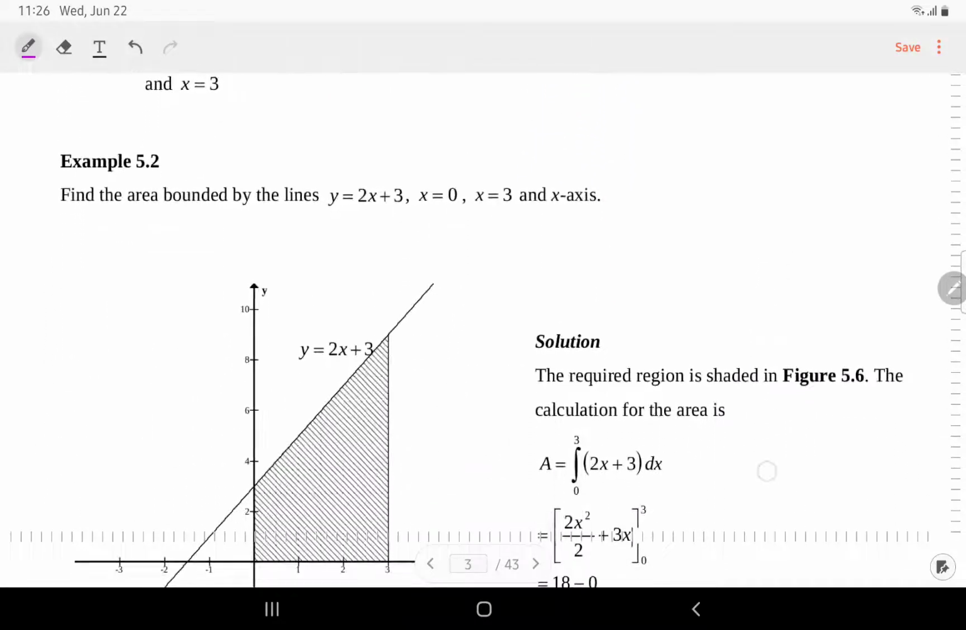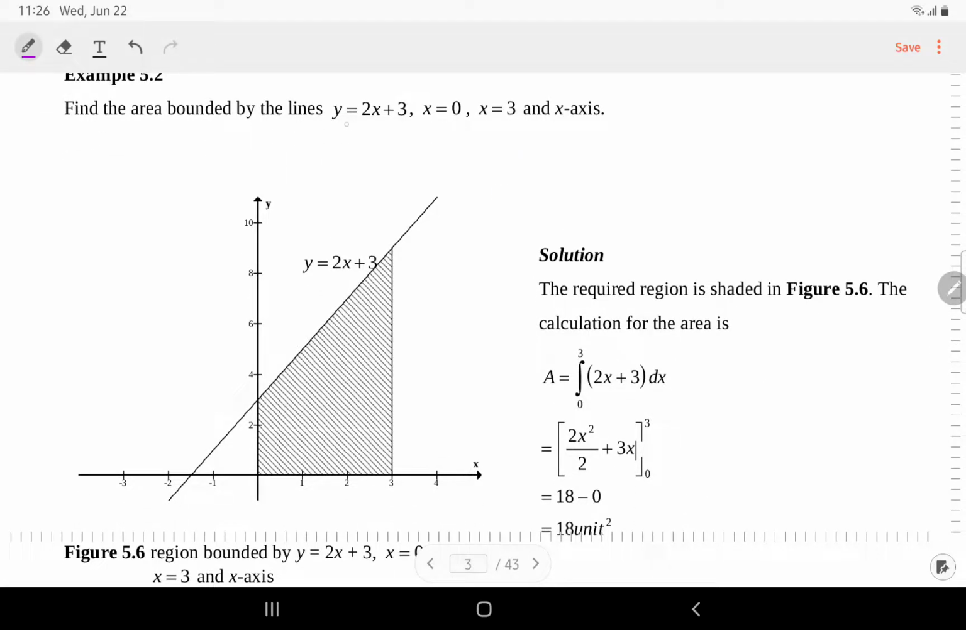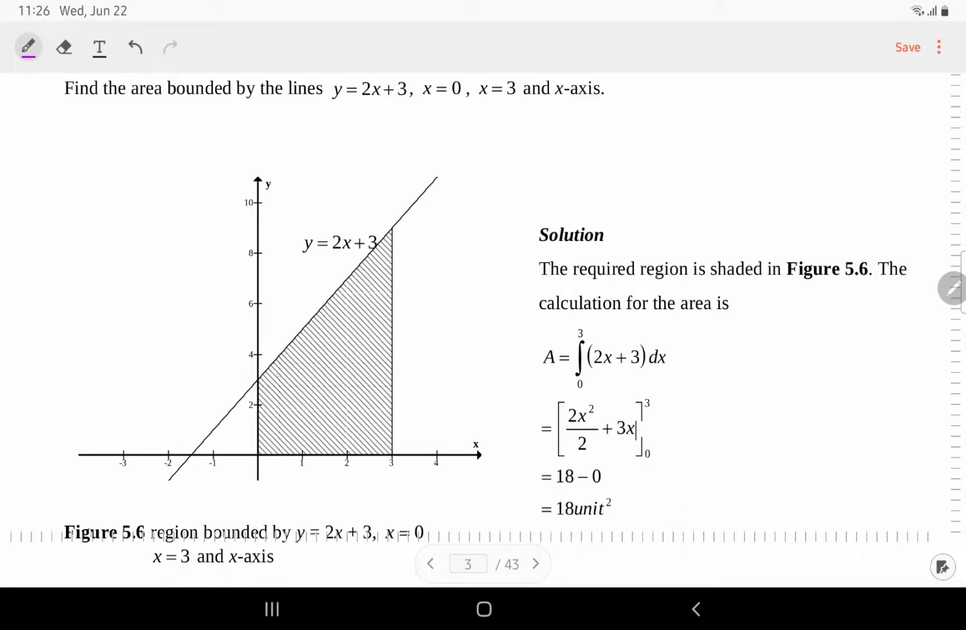Okay, next example. Find the area bounded by the line y equal to 2x plus 3, x equal to 0, x equal to 3, and x-axis. So dekat sini ini shaded region kita, it is bounded by this line, which is the function is 2x plus 3, and then it is also bounded by x-axis here, and also bounded by x equal to 0 and x equal to 3 kat sini. Okay, so itu boundary dia.